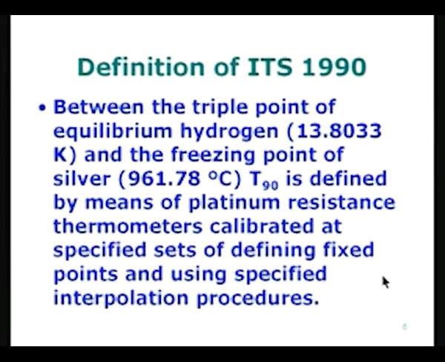And between the triple point of equilibrium hydrogen, hydrogen occurs in ortho and para forms, and the equilibrium hydrogen contains the two forms of hydrogen in the equilibrium proportion, and that is what we mean by triple point of equilibrium hydrogen, and it is 13.8033 Kelvin. And the freezing point of silver, which is the highest temperature we saw, 961.78, this entire range is defined by means of platinum resistance thermometer calibrated at specified set of defining points and using specified interpolation procedures.